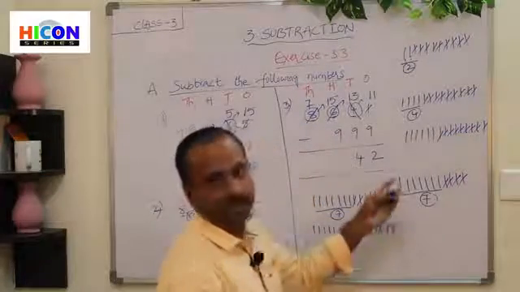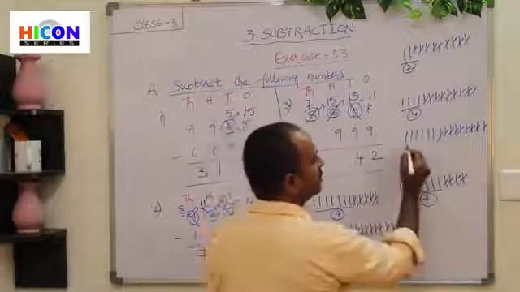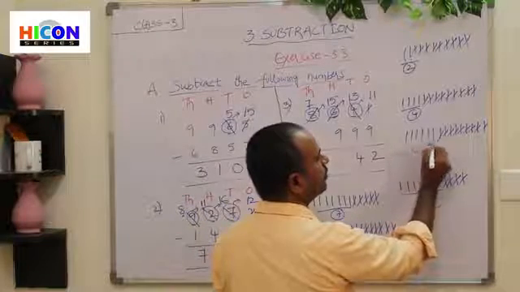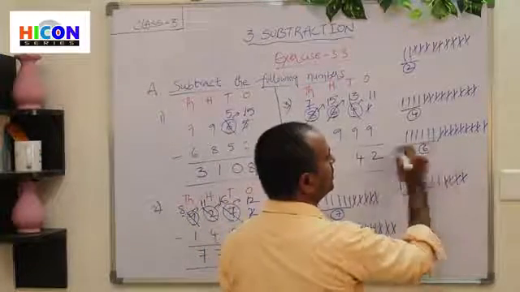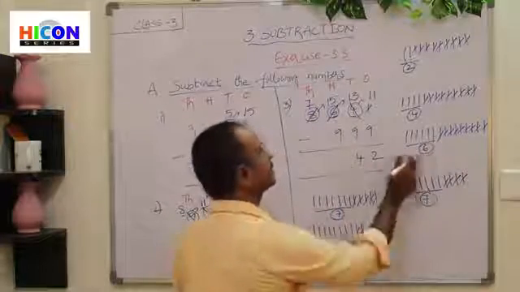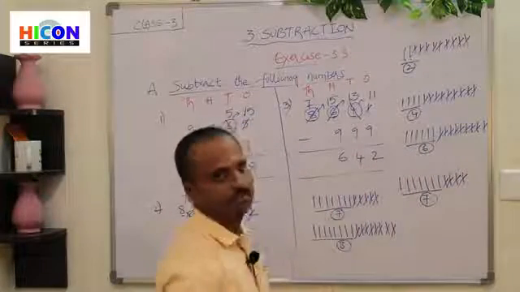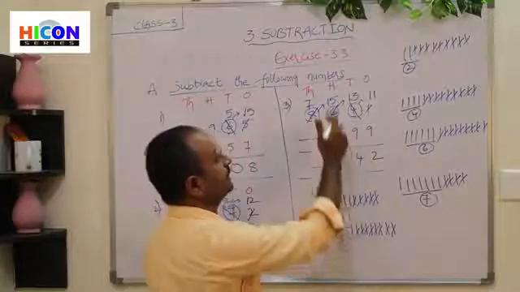So children, count how many lines are remaining. So how many lines? 1, 2, 3, 4, 5, 6. So there are a total of 6 lines remaining. So write 6 under the hundreds place. So the hundreds place is completed.